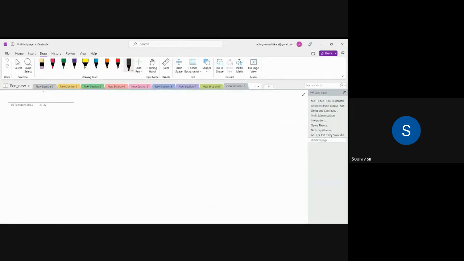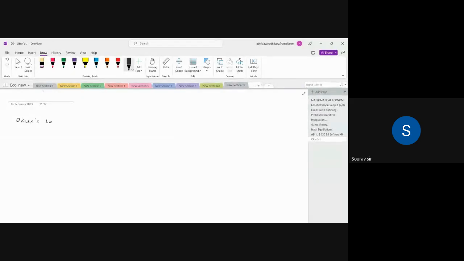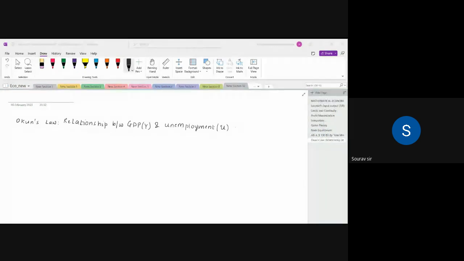Okay. So Okun's law is what? Let me just write that down in short. Okun's law is the relationship between GDP and unemployment, right? Yes, sir. GDP, which is Y, and unemployment, which is U. And what does it say? That if your GDP increases, then unemployment should fall. That means there is a negative relation, right?